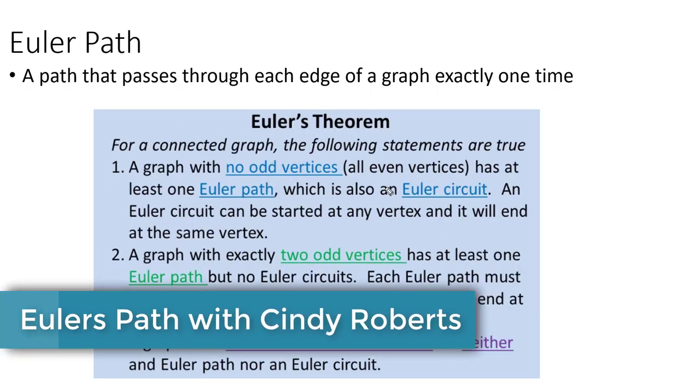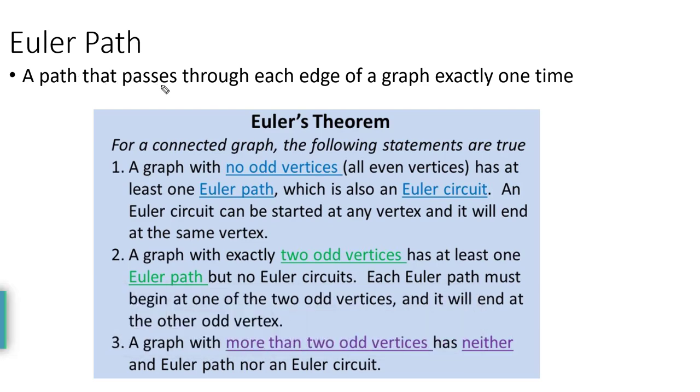Okay, if you're asked to find an Euler path, that is a path that passes through each edge of a graph exactly once. This is a very good theorem. What we're going to do is look at each vertex and see how many edges it has. It says if there are no odd vertices, then there is at least one Euler path, which is also an Euler circuit, and an Euler circuit begins and ends at the same vertex.